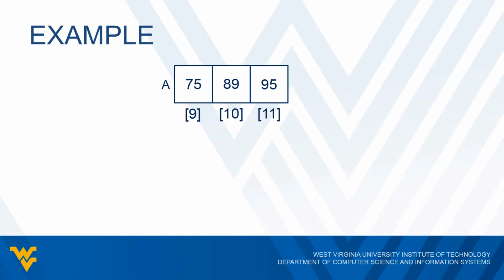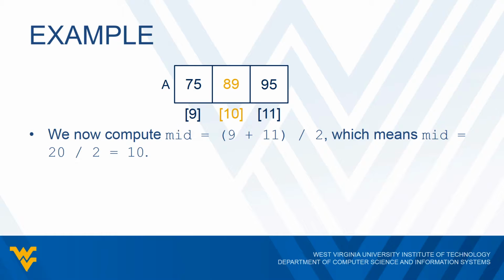Here's our new search area. So we cut off the bottom half of the array again. Our low is 9 and our high is 11. So we need to compute our mid. That's 9 plus 11, take that divided by 2. So that means we have 20 divided by 2, which gives us our mid to be 10. Now we're going to compare A10 with 75. Well, A10 is 89, so we're going to compare 89 with 75.